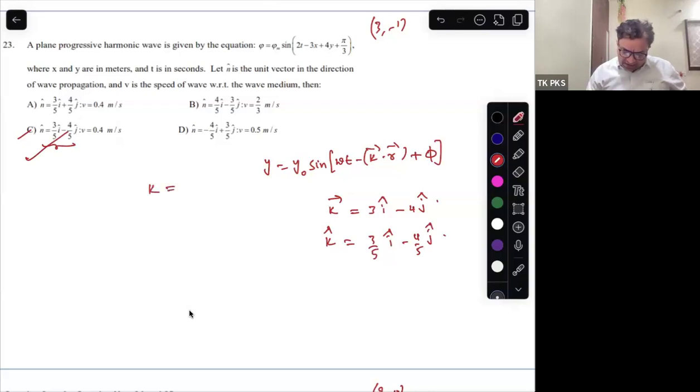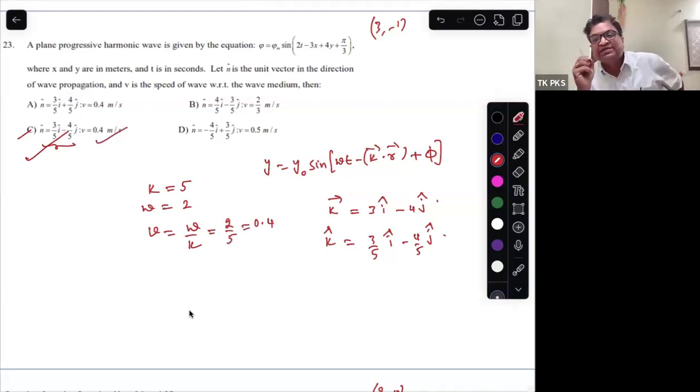Magnitude of K is 5. Magnitude of omega is 2. You know the velocity formula is omega by K. 2 by 5, that becomes 0.4. The answer is 0.4 meter per second.